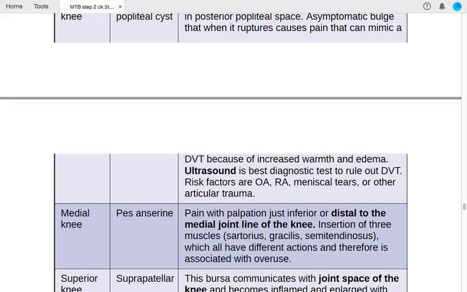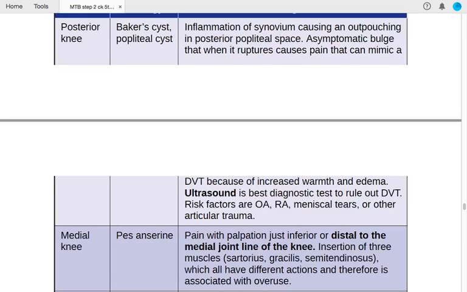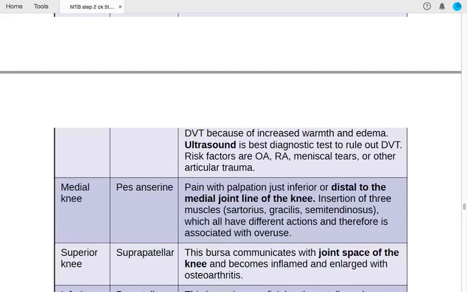And ultrasound is the best diagnostic test to rule out DVT. Risk factors include osteoarthritis, rheumatoid arthritis, meniscal tear, or other trauma, any articular trauma we can see in the case of posterior knee, if the posterior knee is involved, which is because of Baker's cyst or popliteal cyst. And we must remember that ultrasound is the best diagnostic test to rule out DVT here in this case.